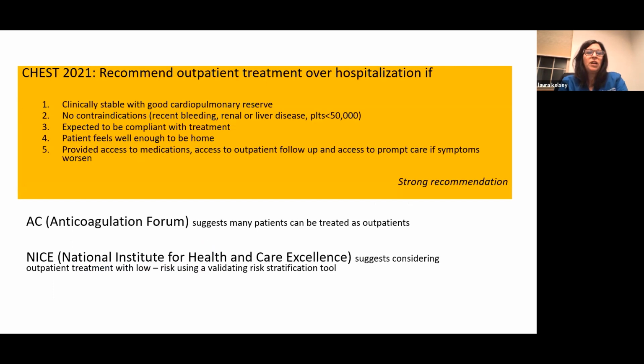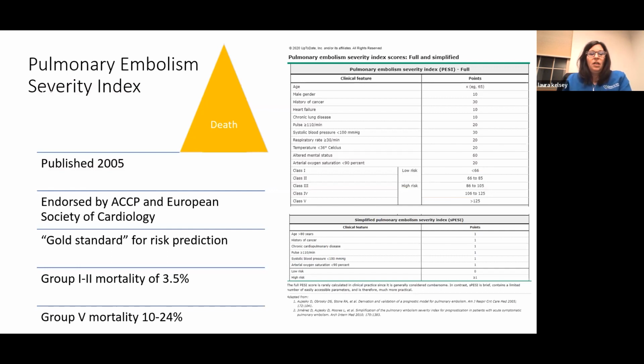The 2021 recommendation was outpatient treatment over hospitalization if they're clinically stable, there are no contraindications, they're going to be compliant, they're well enough to be home, and they have access to healthcare. So most of the guidelines suggest that they should be treated as outpatients. And how do you stratify who's supposed to be treated as an outpatient? Well, this is based on the Pulmonary Embolus Severity Index.